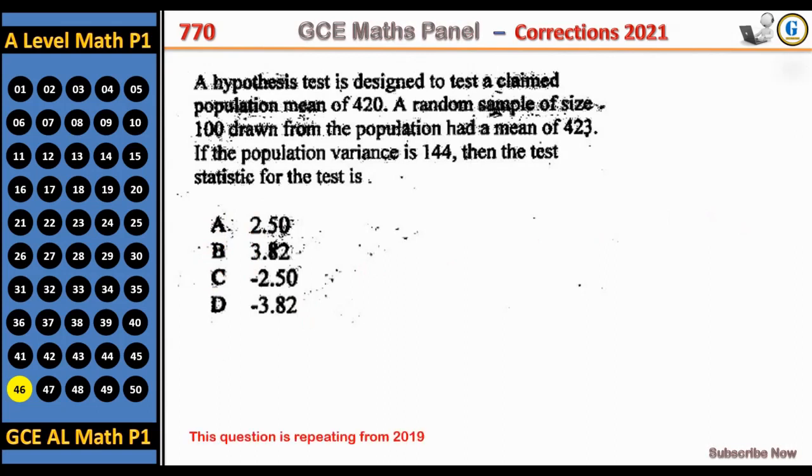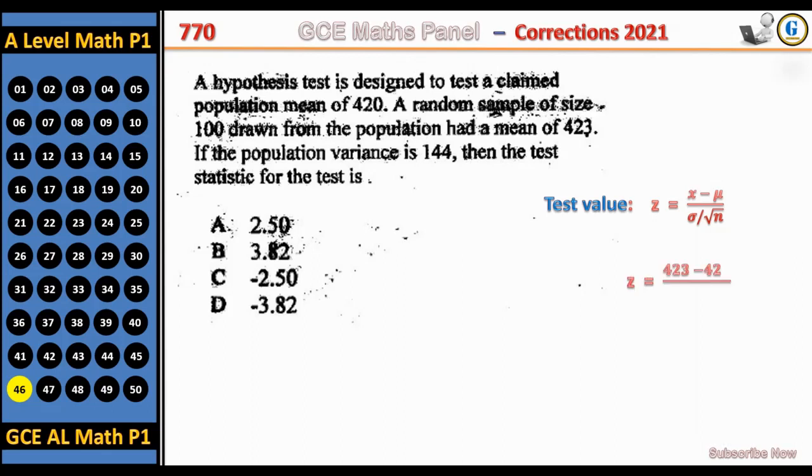Alright, so for this question, a hypothesis test is designed to test a population mean of 420. A random sample of size 100 drawn from the population had a mean of 423. If the population variance is 144, then the statistic for the test is, so the test value is given by z equals x-bar minus mu over sigma over root n. So this gives us 423 minus 420 over 12 divided by root 100. This gives us 2.50, the same answer as 2019. So this is the test statistic or test value.